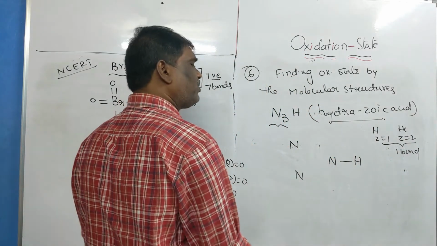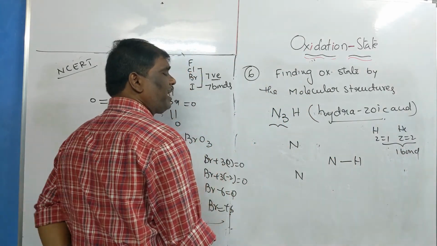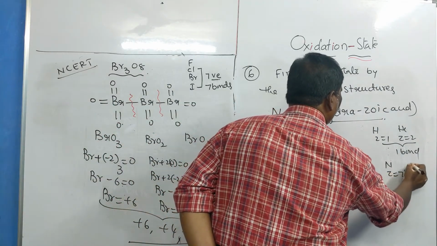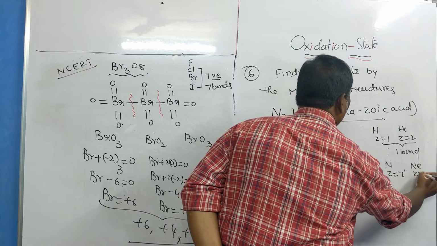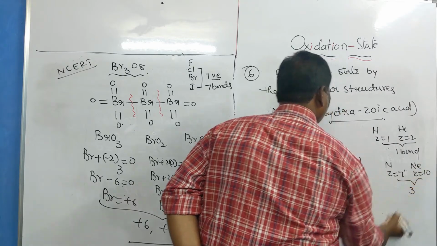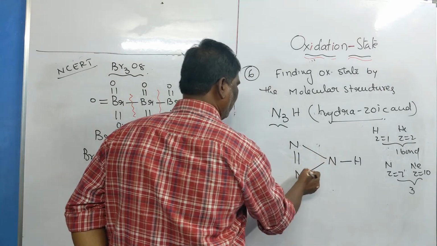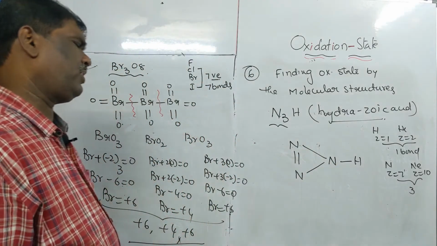Now nitrogen can make maximum 7 bonds because nitrogen number is 7, nearest inert gas is neon 10, so here in this case it can make 3 bonds. So here double bond, here single bond, single bond. Thus the geometry is expected.